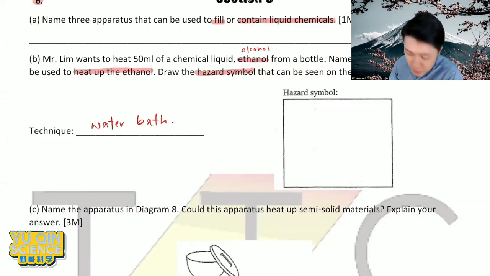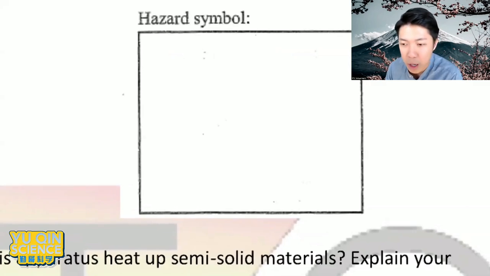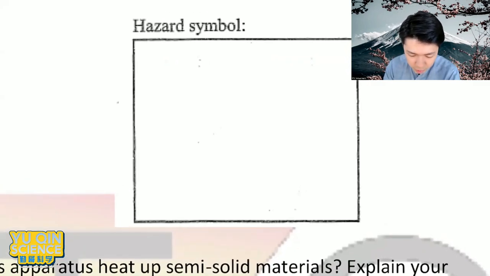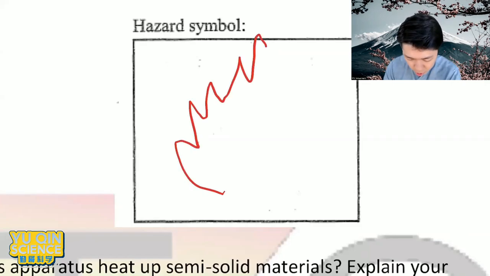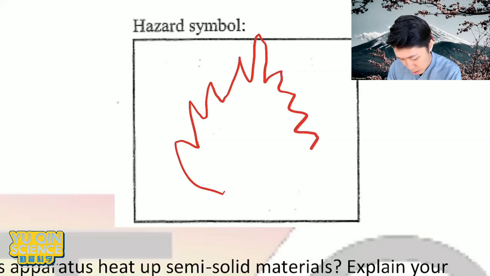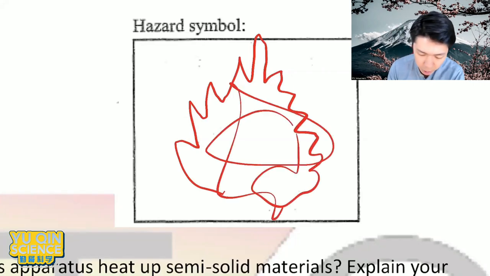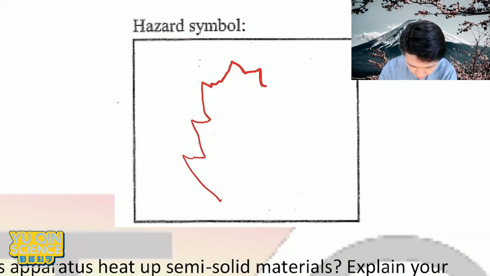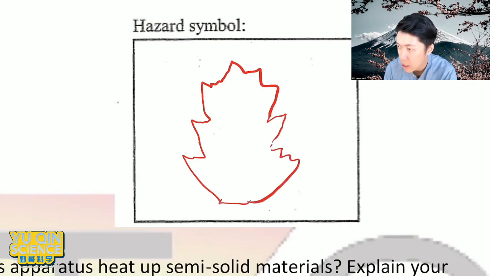Not very easy on this kind of question. A bit challenging, huh? Okay, now draw the symbol. Do you remember how to draw? If you're not sure, please refer to your short notes. Just draw like a fire. Not sure if my fire is good, but can we just do it again? Is this even a fire?